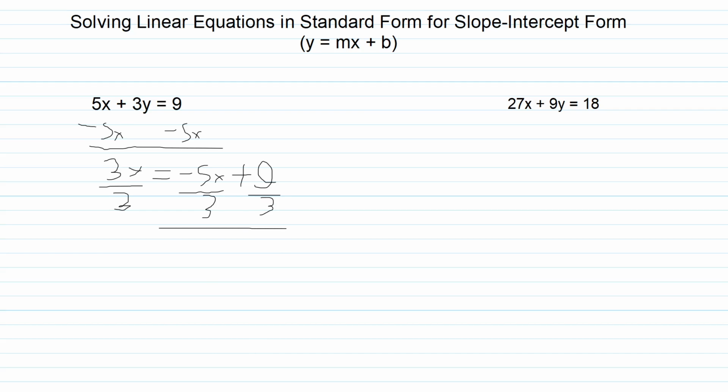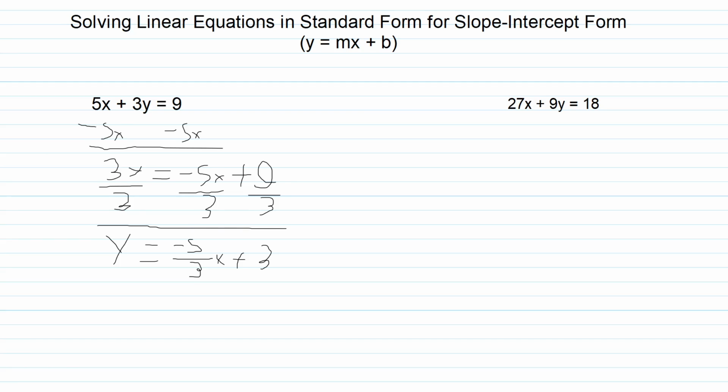Now, we will find out what our variable is. So y is equal to minus 5 over 3x. Now that we have figured this out, we must divide 9 over 3. So plus 3, which is 9 over 3. Now we have solved for y is equal to negative 5/3 x plus 3.